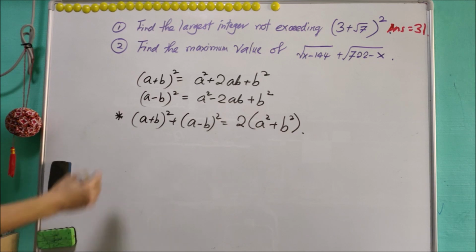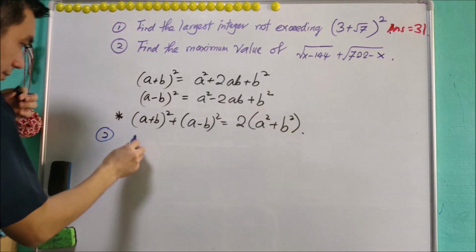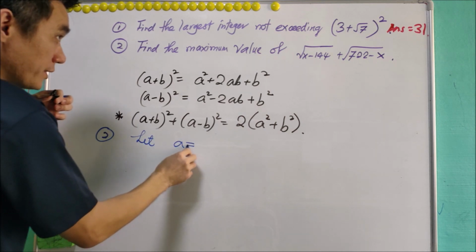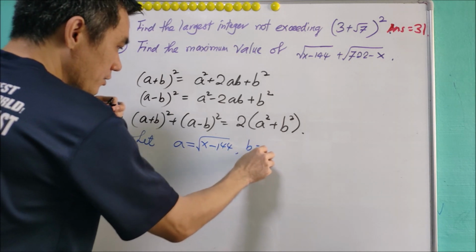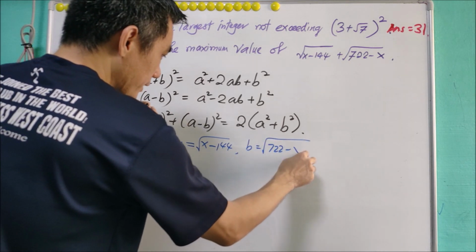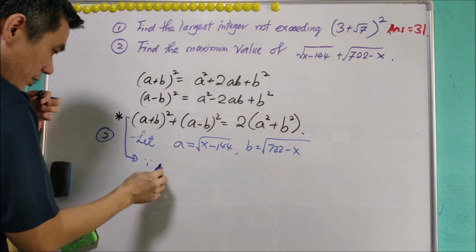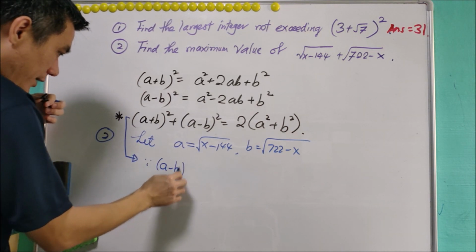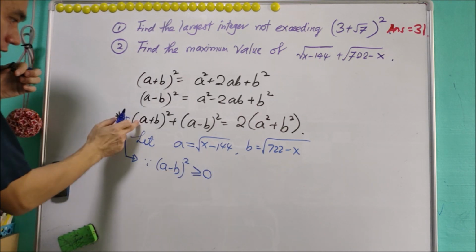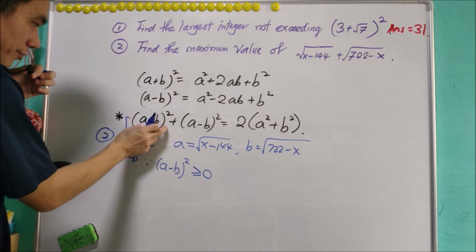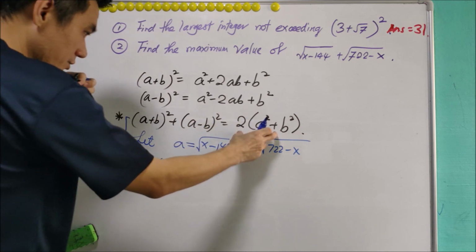Okay, welcome back. For question 2, we want to find the maximum for this expression. We may let A be equal to the square root of x minus 144 and B equal to the square root of 722 minus x. From this third equation, because it is always true that the square of any real number is greater than or equal to 0, we know that the square of a plus b plus something that is always greater or equal to 0 equals this value.